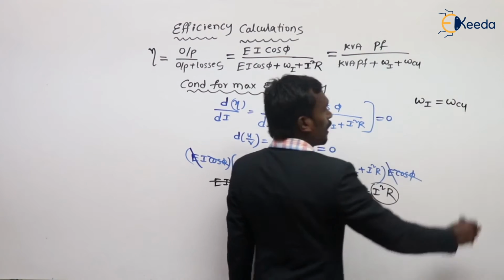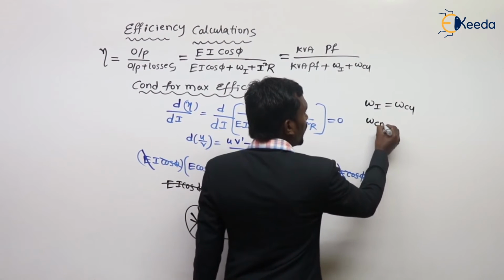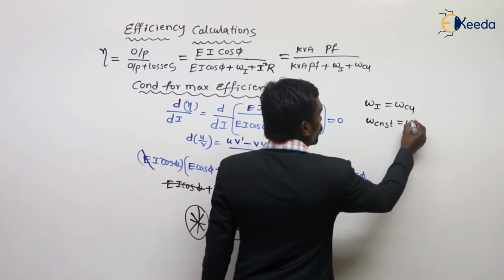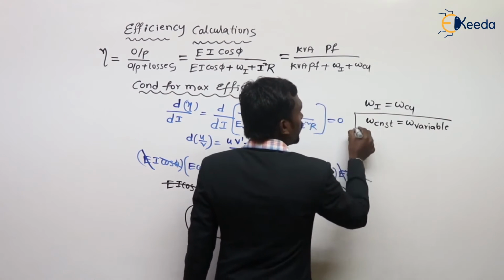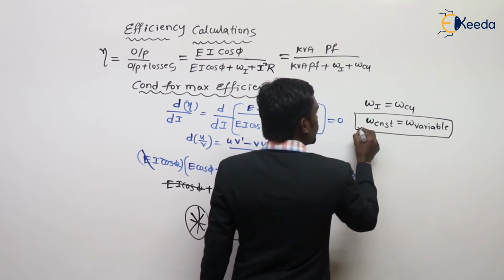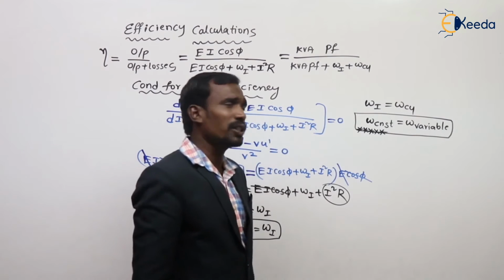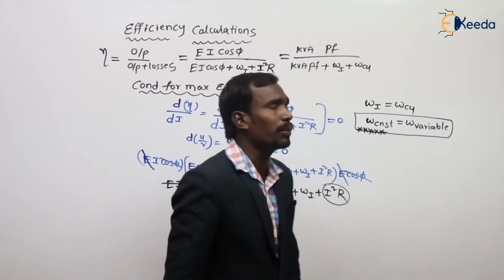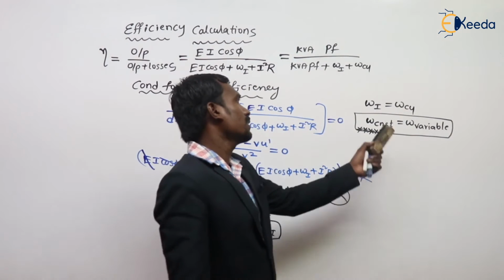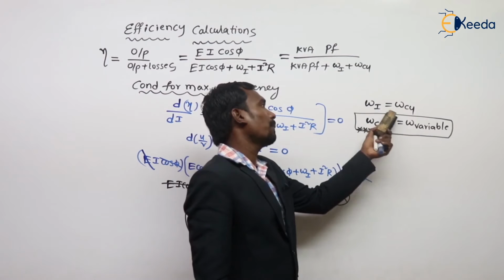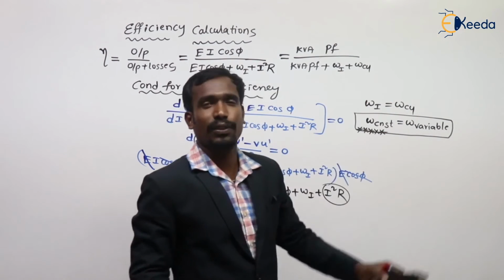Iron losses is equal to copper losses, right? Yes. This is also written as constant losses is equal to variable losses. This is the condition for maximum efficiency for any electrical machine. If constant loss equals variable losses, we can get the maximum efficiency. Otherwise, simply, iron losses equal to copper losses is the condition for maximum efficiency of my transformer.